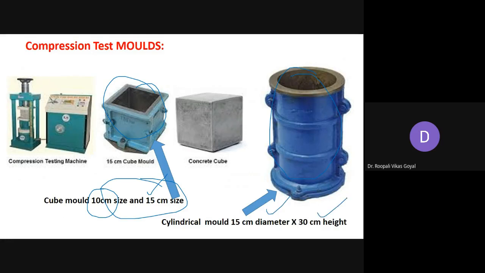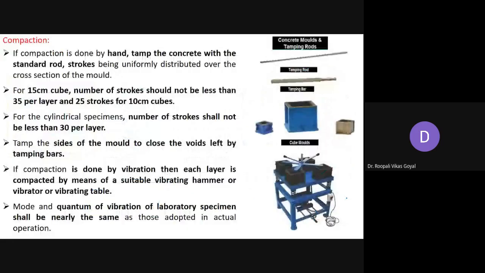So here, as per design, we have to mix our ingredients, that is cement, fine aggregate and coarse aggregate, and as per the water cement ratio you have to mix all these ingredients, and compaction is to be applied. So this compaction may be hand compaction or it may be done by vibration. If you are doing hand compaction, then you have to use such a tamping bar or tamping rods, and you have to apply all the strokes uniformly.